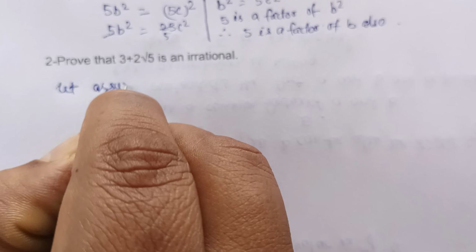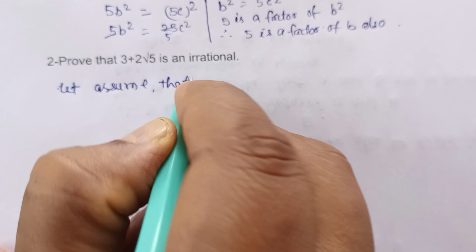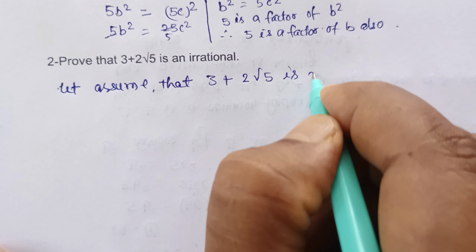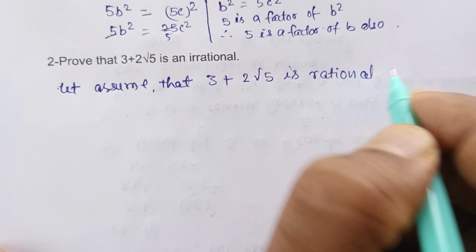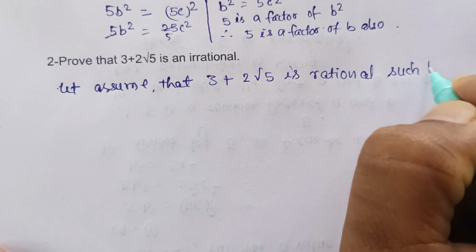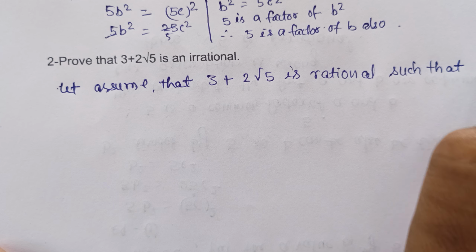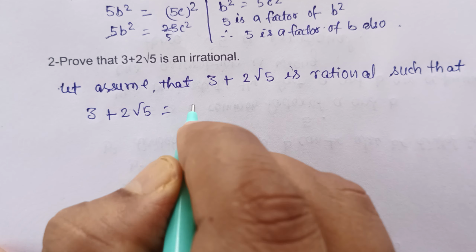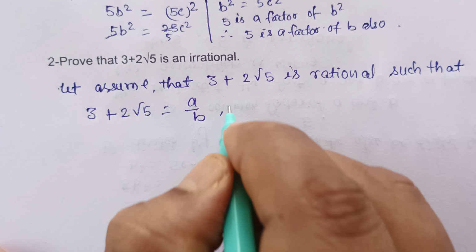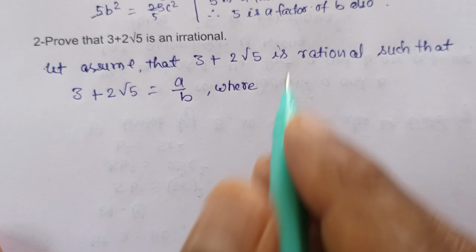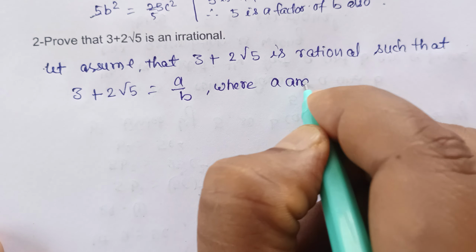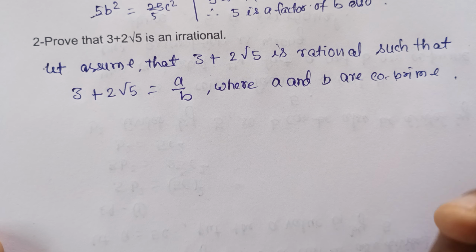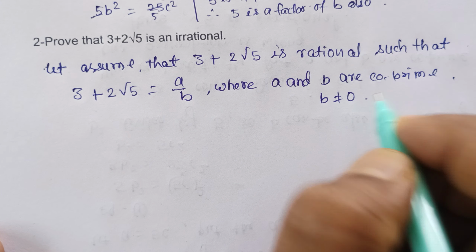Let us assume that 3 plus 2 root 5 is rational, such that we can write 3 plus 2 root 5 in the form of a by b, where a and b are co-prime, as I already said, and b is not equal to 0. It is a rational number, that is the fact we have.